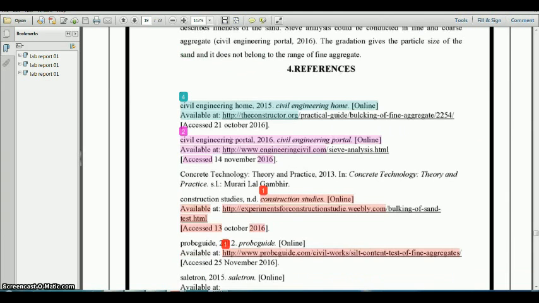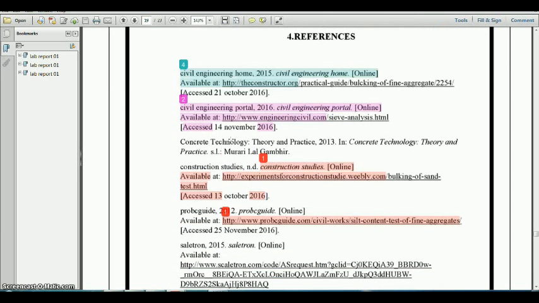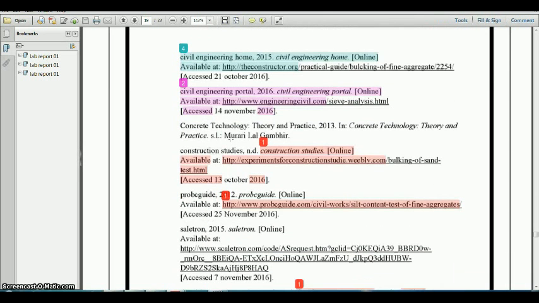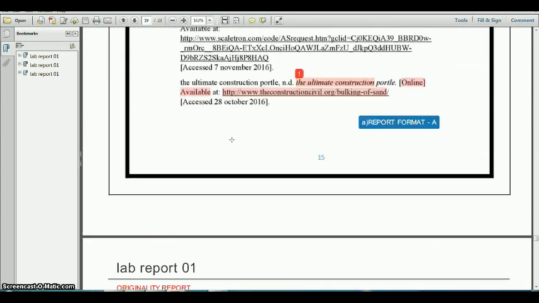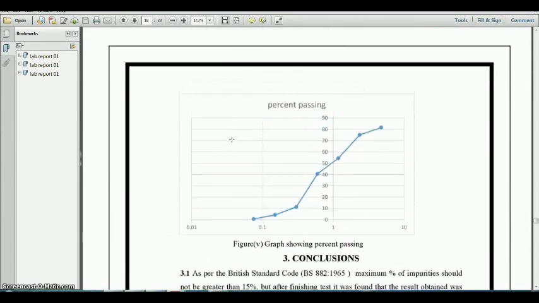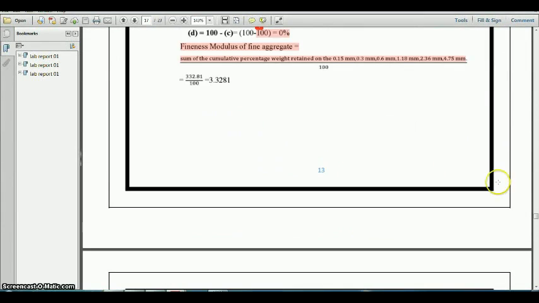And moreover, while writing references, please strictly follow Harvard style referencing. The Harvard style referencing sample is already uploaded on the Moodle. Okay, so there should not be any similarity in your conclusions, your procedure, and your introduction.